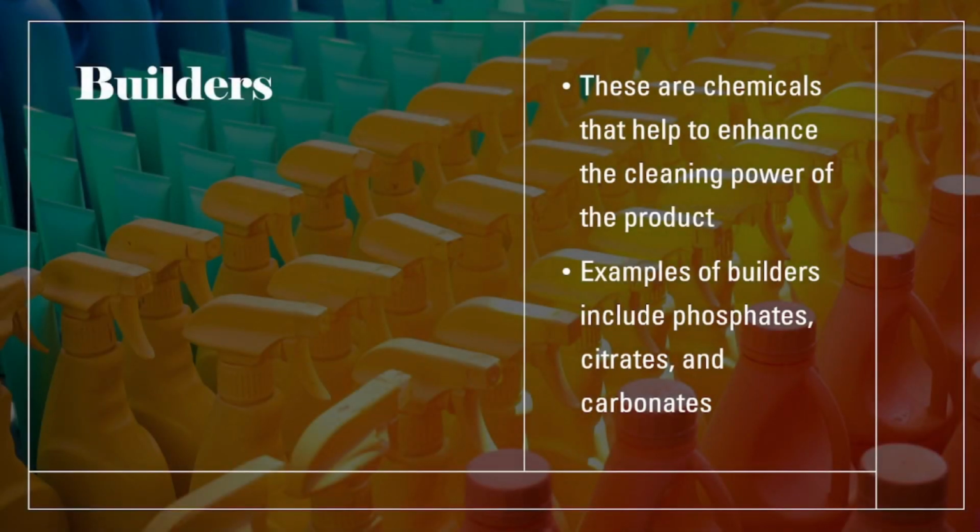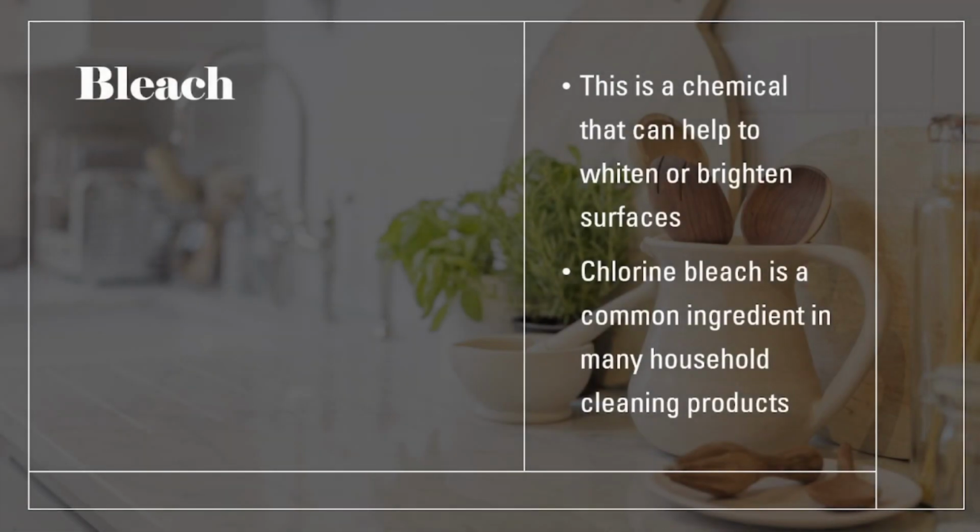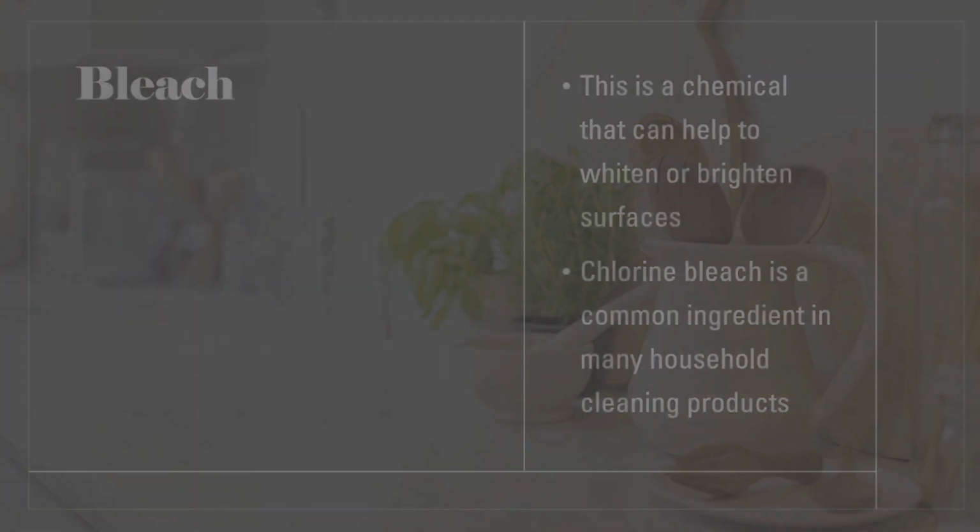Builders. These are chemicals that help to enhance the cleaning power of the product. Examples of builders include phosphates, citrates, and carbonates. Bleach. This is a chemical that can help to whiten or brighten surfaces. Chlorine bleach is a common ingredient in many household cleaning products.